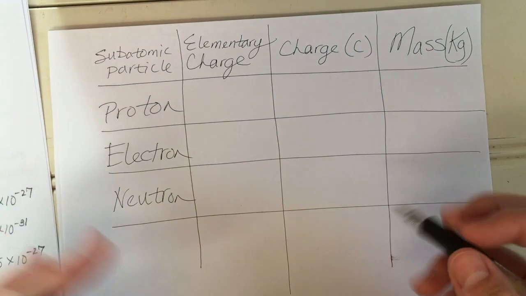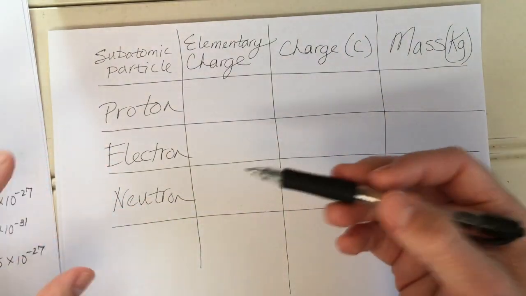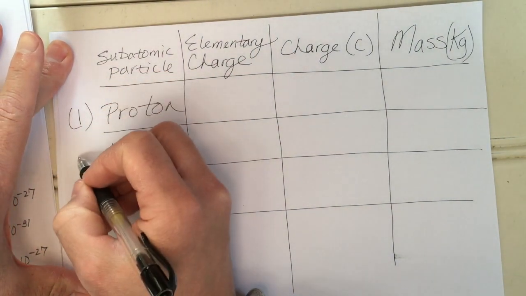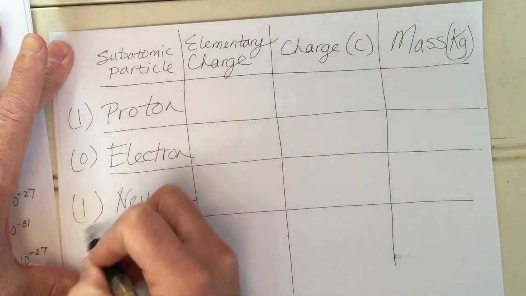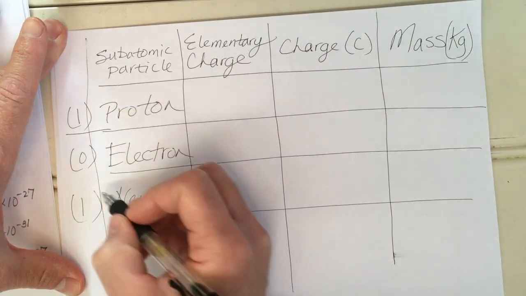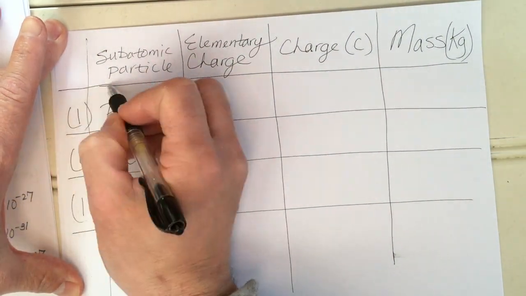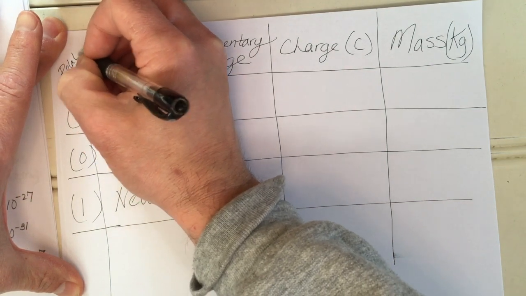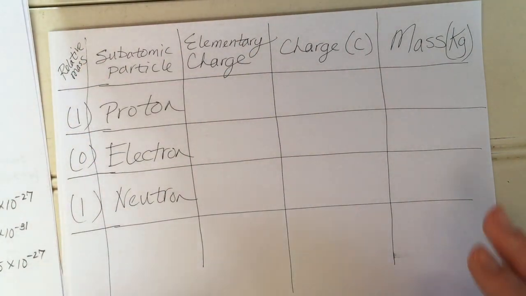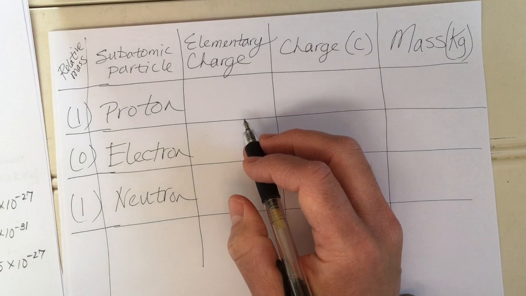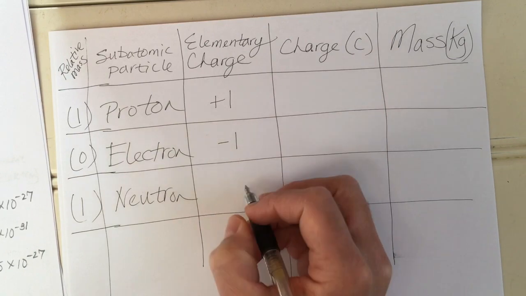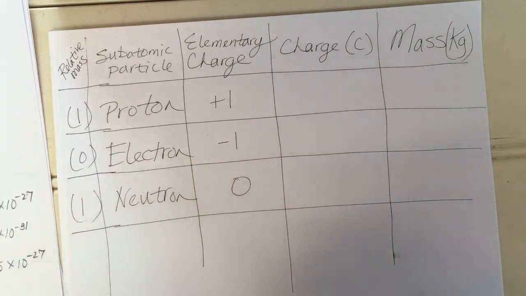Elementary charge, but I'm gonna leave that off right now. I guess if you want me to write it, I'll write it right here. I'll put a one here, a zero here, and a one here. All right, so I'm trying to think of what that would be. That would be maybe relative mass, I'm guessing. That's kind of more of a chemistry concept, and we're not going to need that right now. Okay, so anyways, elementary charge, right? In chemistry, we refer to the proton as having a positive one charge, electron as having negative one, and neutron is zero, right? Okay.